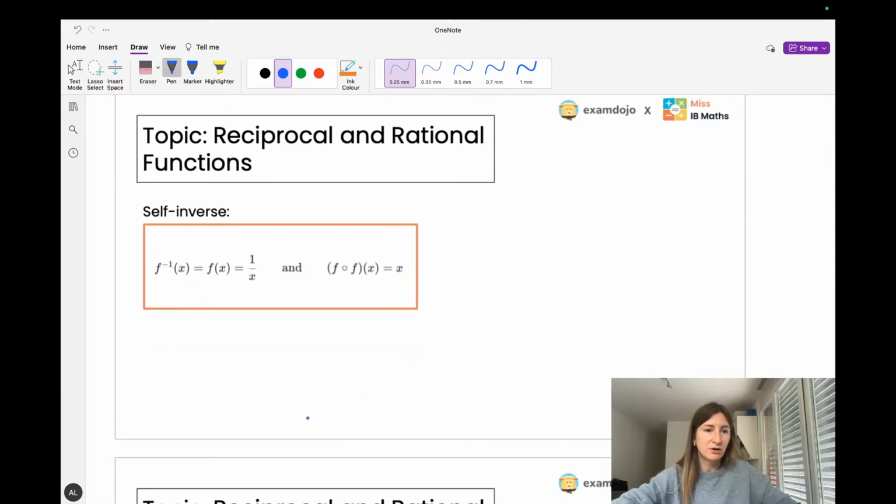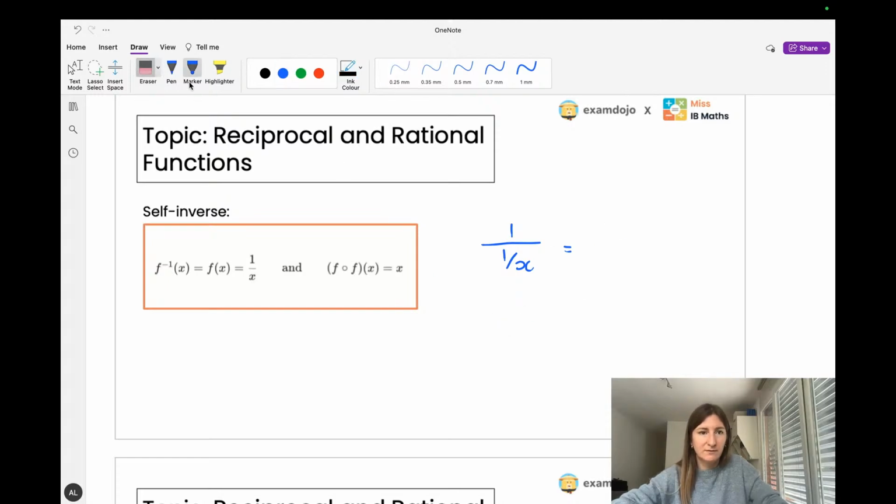Just some things to note, that the reciprocal function is a self-inverse function. What that means is, if you find the inverse of 1 over x, you're just going to get 1 over x. So they're equal. Likewise, if you put f of x inside of itself, that's putting 1 over x inside, it's just going to be equal to x.